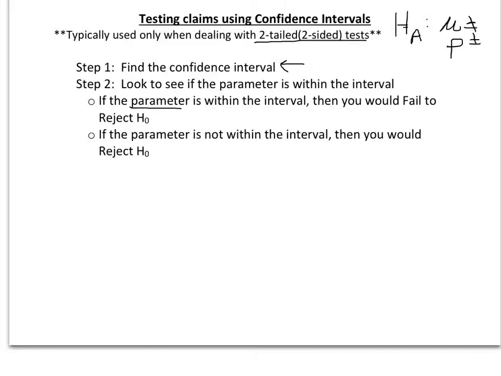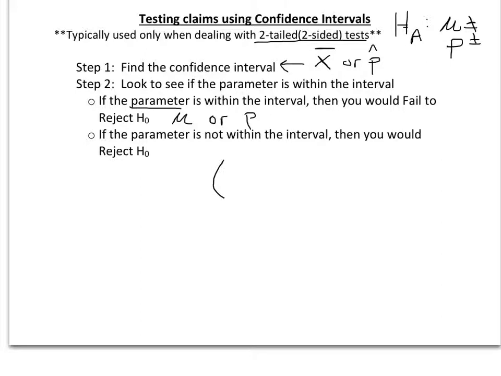Remember, your confidence interval is based off your statistics, x bar or p hat. Your parameter, your mu or your p, the question is, does it fall inside the interval? If it does, you fail to reject the null. If it doesn't, then you would reject.